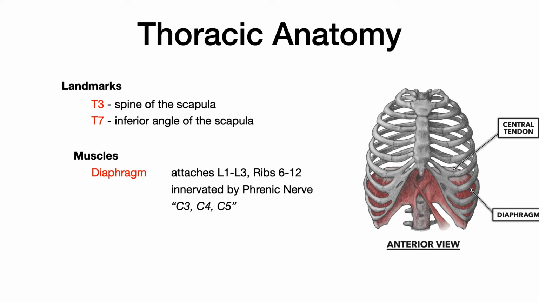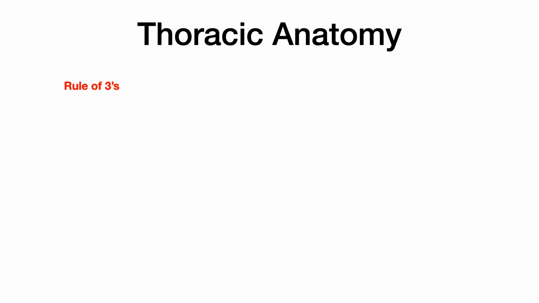Perhaps the highest yield fact here is its innervation. The diaphragm is innervated by the phrenic nerve, and please don't forget the mnemonic C3, 4, and 5 keeps the diaphragm alive. Let's conclude this video by talking about the rule of threes.